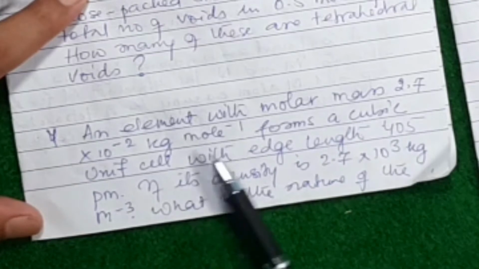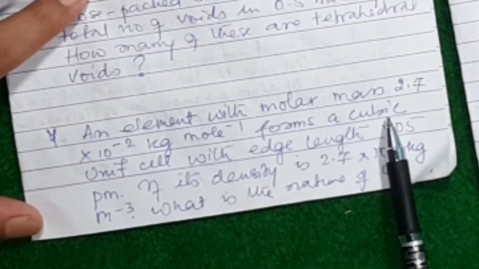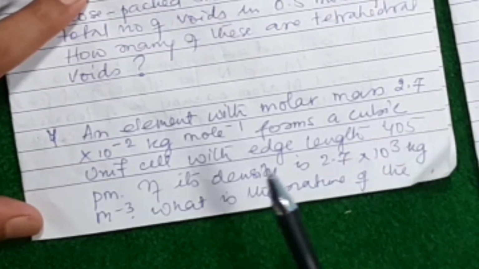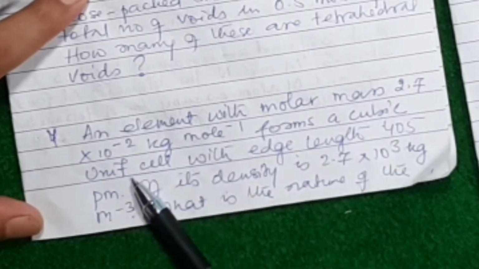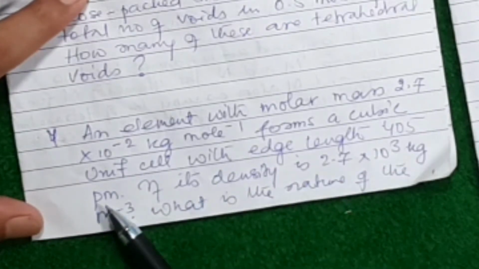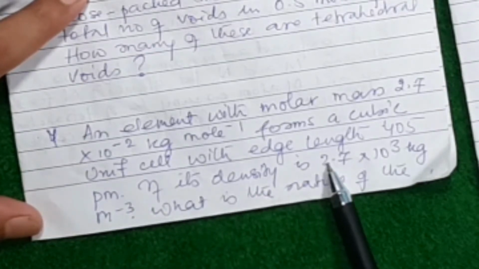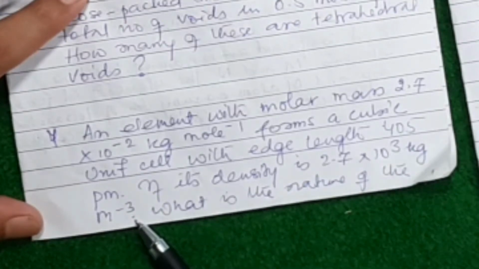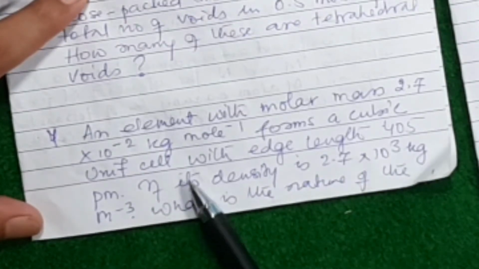Forms a cubic unit cell. So it is only given that it forms a cubic lattice, but we've got 3 cubic lattices you must be knowing: simple cubic, body centered cubic, and face centered cubic. It's not given whether it's face centered or body centered, nothing is given. It's only given that it's a cubic lattice, and the edge length of that cube or unit cell is 405 picometer. Pico is 10 to the power minus 12 meter, you understand. The density is 2.7 into 10 to the power 3 kg per meter cube, so even density is given in SI unit, the density of this element.